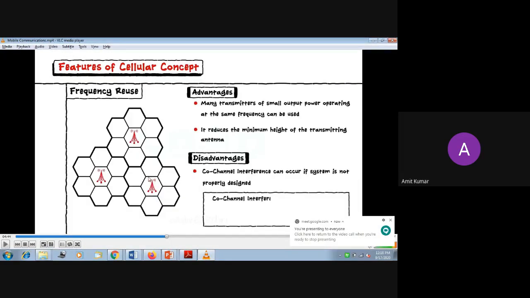If you discuss about the co-channel interference, what it is, like if you say this is one station, so just I will explain you what is co-channel interference.